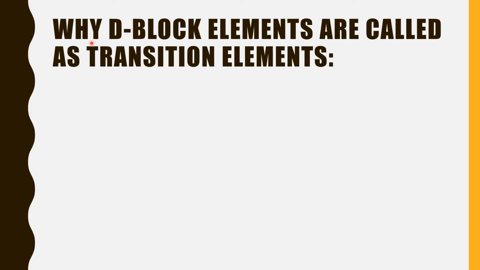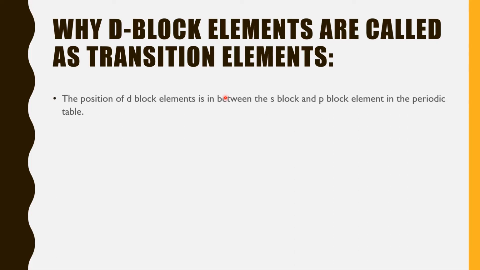The next topic is why D block elements are called transition elements. Okay, let us see. It is because they are located in between the S block and P block. As we all know, in the periodic table, the D block is located in between. And another one, F block elements, is also known as inner transition elements.